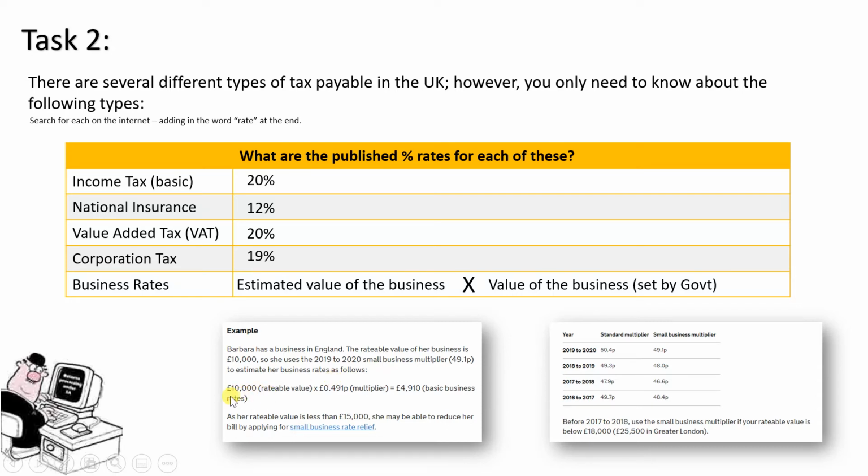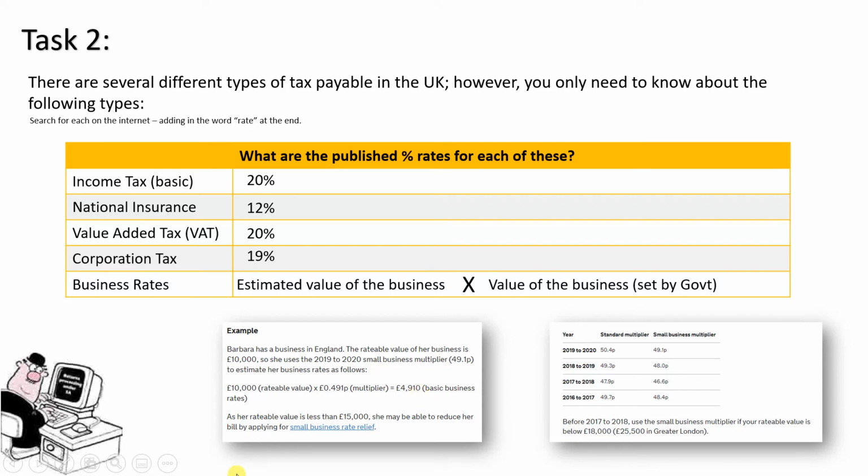So let's go through that formula again then. £10,000 is the value of her business. She multiplies it by the figure on the right, the 49.1 pence. So as a decimal, that's 0.491, and it gives her the answer of £4,910. So that means for the year 2019-2020, because businesses run in financial years April to April, Barbara has to pay £4,910 in business rates, and that's what she pays out of how much the business earns.